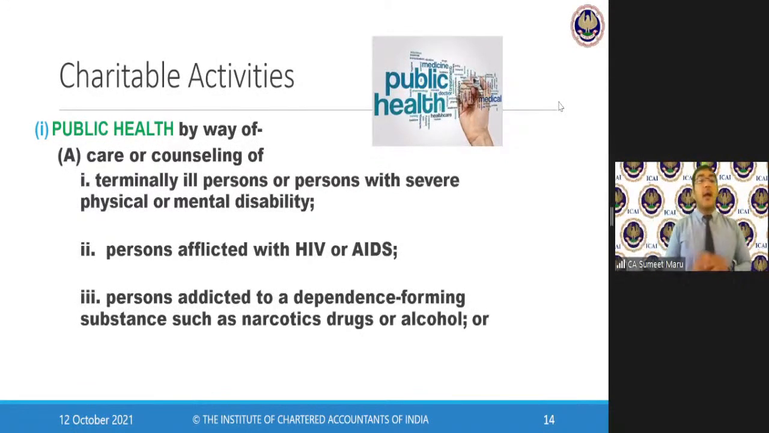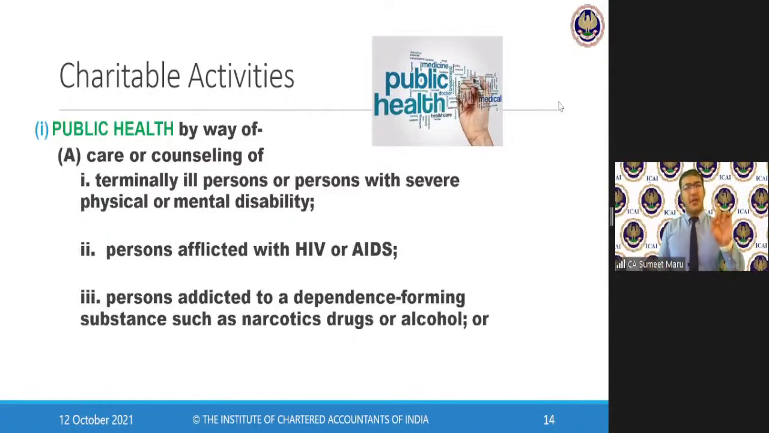Second, persons affected with HIV or AIDS. If you are doing care or counseling of persons affected with HIV or AIDS. Third, care or counseling of persons addicted to a dependence forming substance such as narcotics, drugs, or alcohol. So these three things will be considered under public health and will be allowed as charitable activity if any charitable trust undertakes the same. Please go through this and remember this once nicely. It's enough if you remember this one.